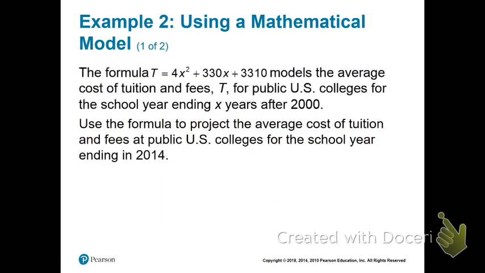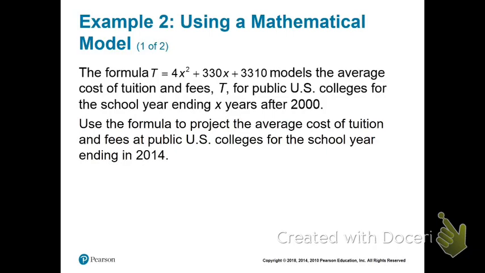All right, so in example 2, it says the formula T is equal to 4x squared plus 330x plus 3310 models the average cost of tuition and fees T for public U.S. colleges for the school year ending x years after 2000. Use the formula to project the average cost of tuition and fees at public U.S. colleges for the school year ending in 2014.